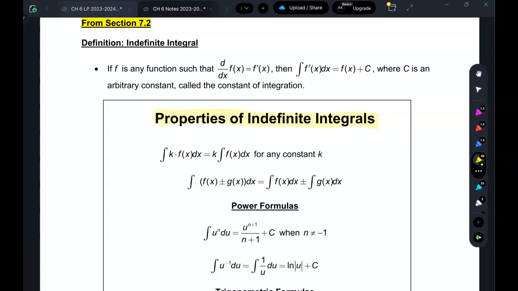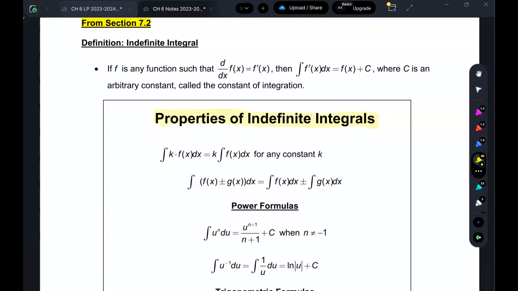Right, so the derivative of f of x is f prime of x, which means if we take the integral of f prime of x, that ends up giving us f of x plus some constant c. All right, because when we're working backwards, if we don't know the limits of integration, we can't find the actual area under the curve. But we can find a formula for the area under the curve. And that's what we're going to do first.